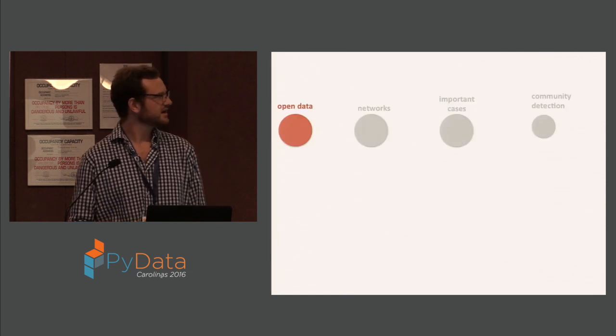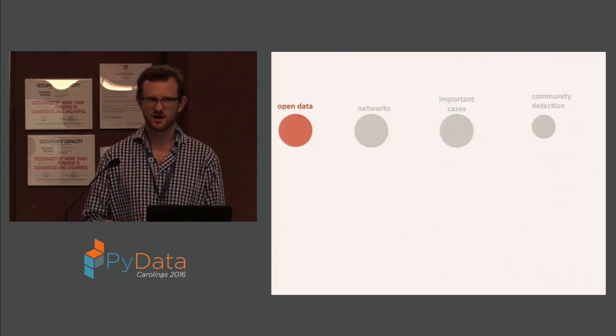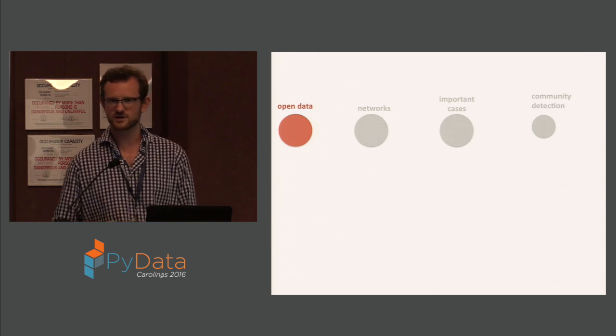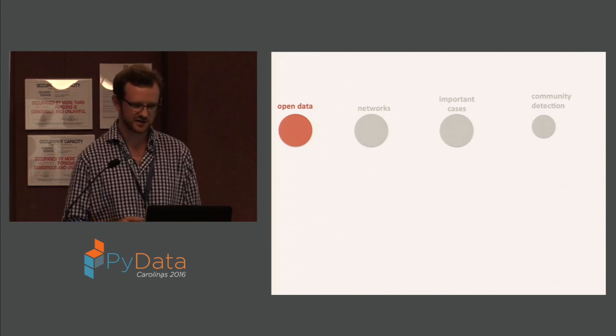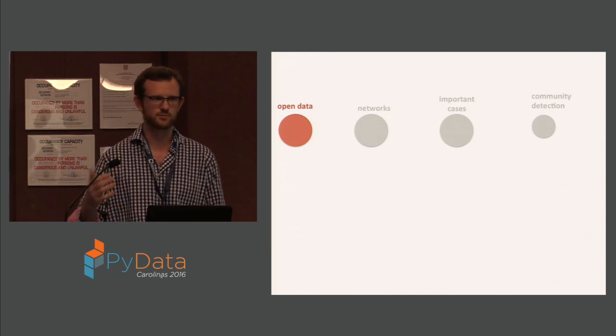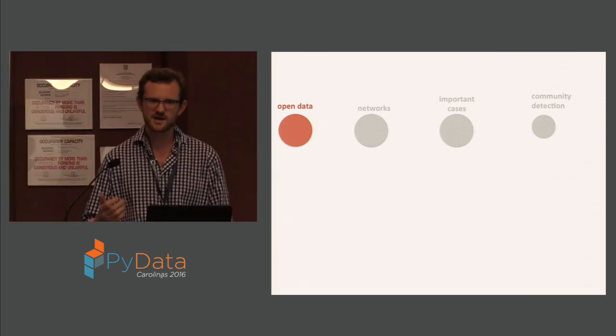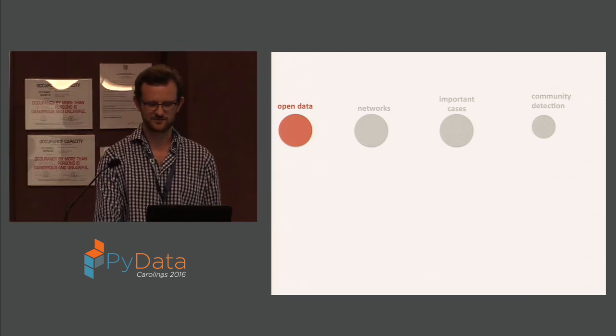So in this talk, I'm going to talk about open data, networks, specifically the networks of cases and how they cite each other. We're going to talk about identifying important cases in that network. And maybe at the end we'll talk about community detection.